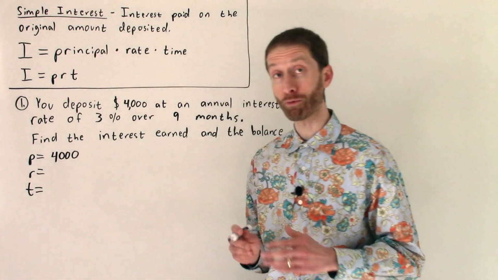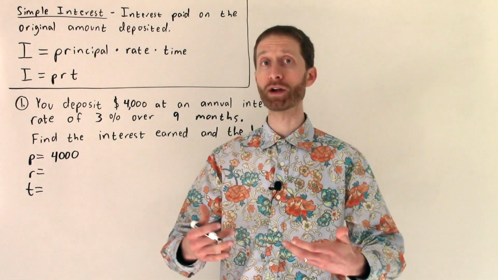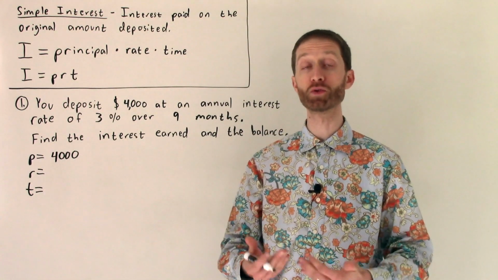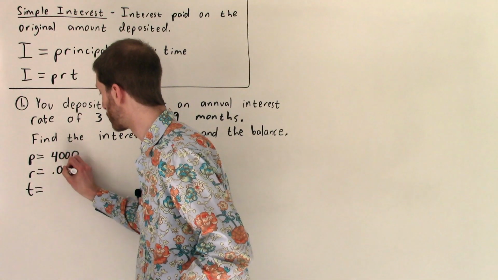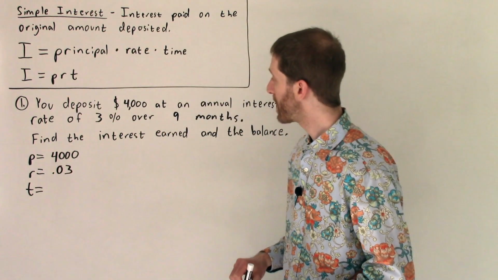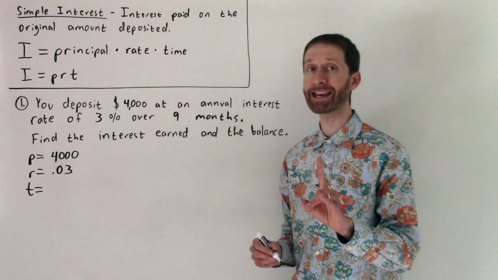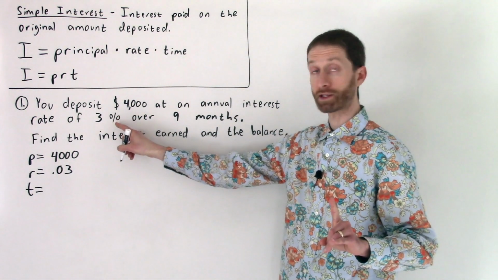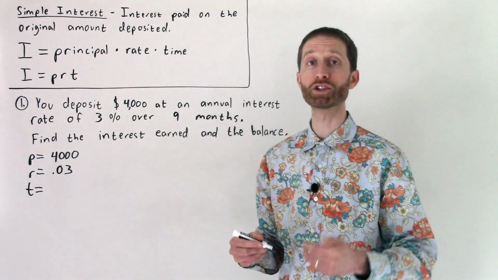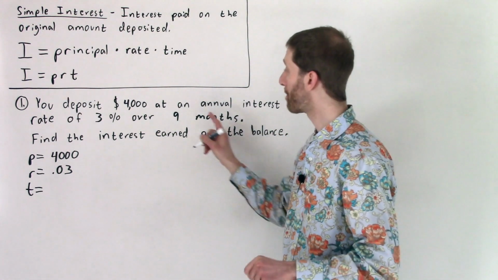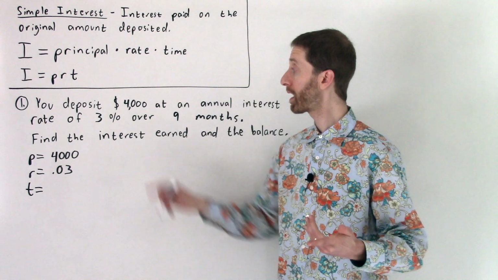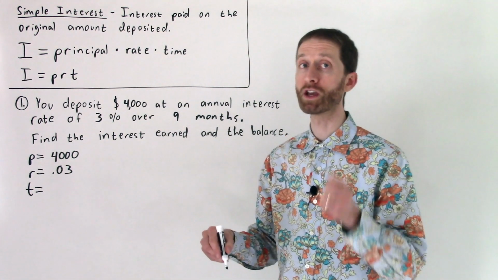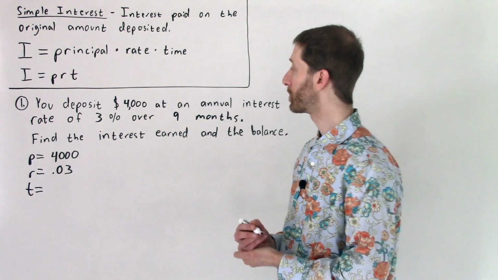The rate is 3%, which I immediately translate into a decimal so that we can use it in our calculations. 3% goes to 0.03. And then T, the amount of time, is not 9. That interest, that 3%, is applied to the principal annually, not monthly. So if I were to plug 9 into the problem, I would be saying that I'm applying 3% over 9 years, not 9 months. So how do we deal with the 9 months?